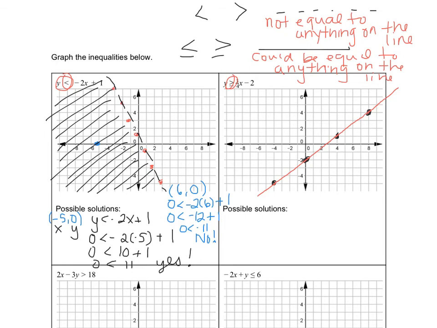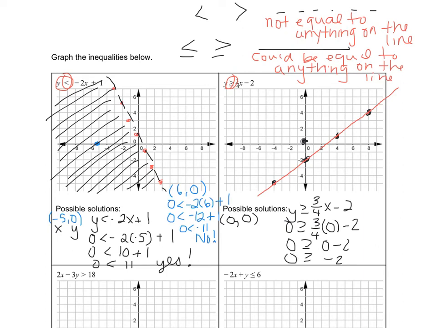Now let's test out a possible solution. Let's test out 0, 0. Let's see if this works. So if I do 0, 0 and I plug it into my inequality, y is greater than or equal to 3 over 4x minus 2, then I'm going to have 0 is greater than or equal to 3 over 4 times 0 minus 2. Well, 3 over 4 times 0 is just 0. 0 minus 2 is negative 2. Is 0 greater than or equal to negative 2? Yes. So that means that 0, 0 is a solution, and I'm going to shade this side.